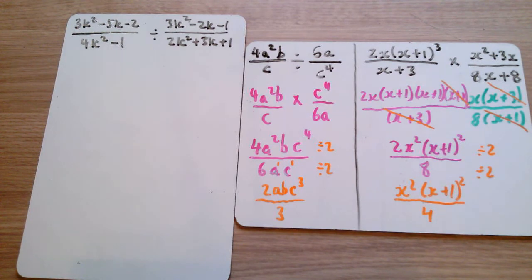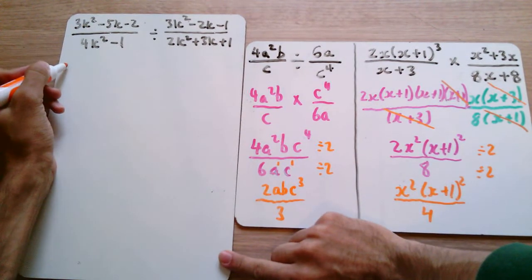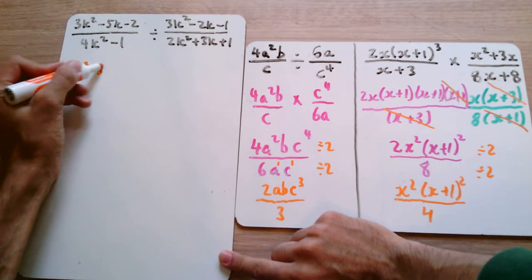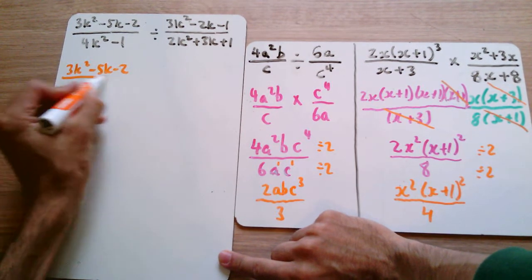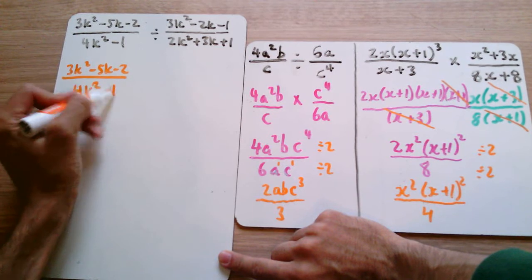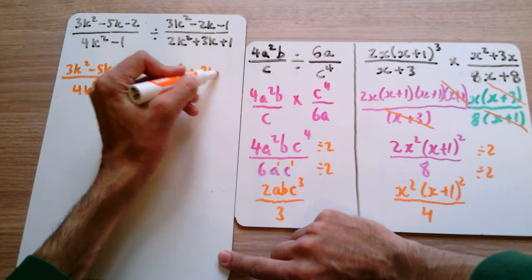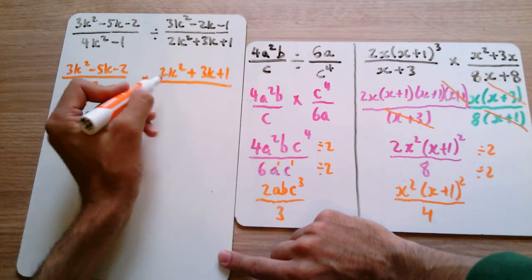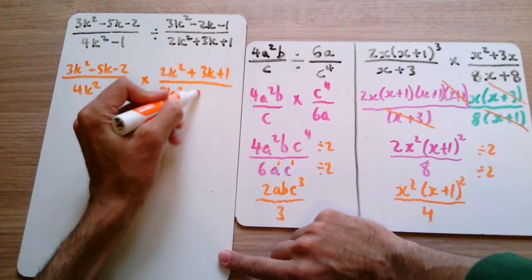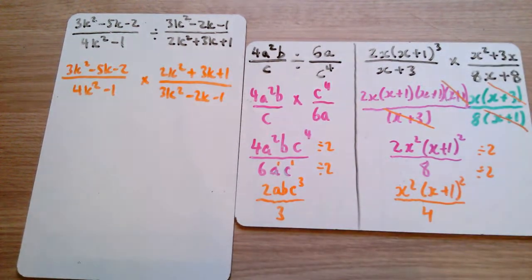So if we look at the quadratic that we have in this case, first of all, this is a division question, so we do need to rewrite this as a multiplication question instead. So 3k squared minus 5k minus 2 over 4k squared minus 1, times 2k squared plus 3k plus 1 divided by 3k squared minus 2k minus 1. This is now a matter of factorizing out these quadratics and then simplifying down, just like we did in the previous example.